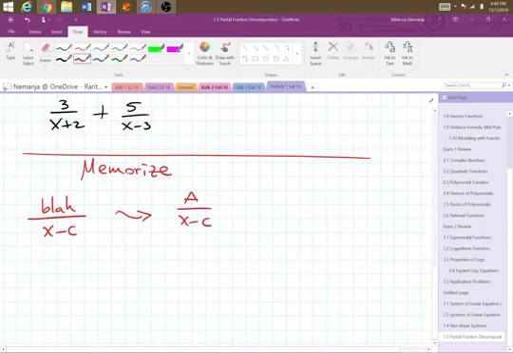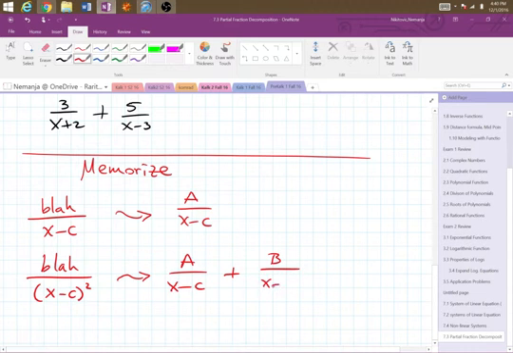Guys, this includes a single x as well. If you just have x, it's considered like x plus 0, so c is 0. So if you have just x, or x plus 2, or x minus 10, then it is A over x, or x plus 2, x minus 2, x minus 10, whatever it is. Then you can have repeated linear, which sets up as this.